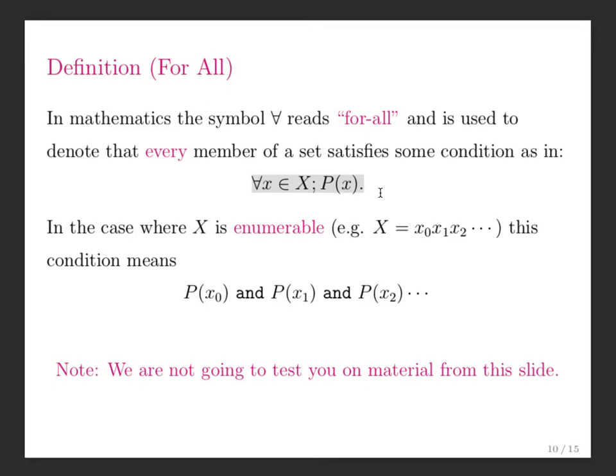We're checking some predicate. In the case where X is enumerable, like in the case where X is a string, and by enumerable I mean the set elements are ordered and numbered, so I know what the first one is, this condition means that P of x0 is true, and P of x1 is true, and P of x2 is true. This creates sort of an infinite chain of conjunctions, of ANDs.